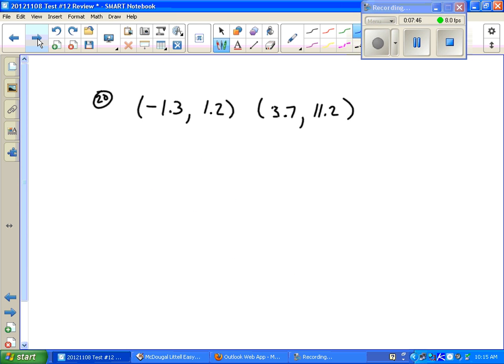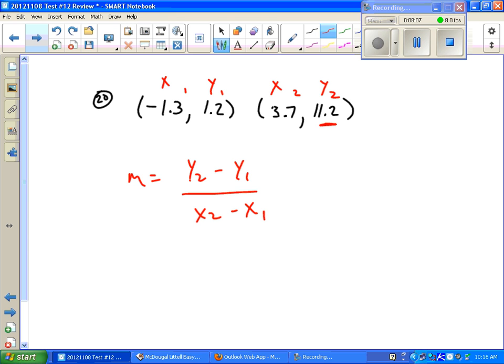Number 20, same problem, just we're dealing with numbers that are not integers. We have decimals up here. Still use the same formula. M equals y sub 2 minus y sub 1 over x sub 2 minus x sub 1. Label your points x y, x y, sub 1, sub 2, and plug your values in. Y sub 2's value is the first one, 11.2, minus y sub 1's value is 1.2, over x sub 2's value is 3.7, minus x sub 1's value is -1.3.